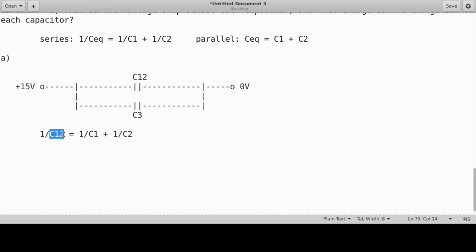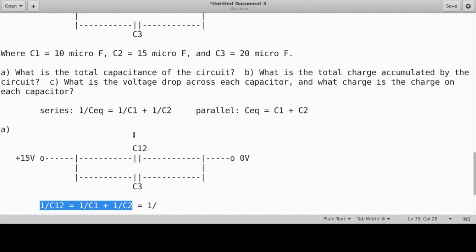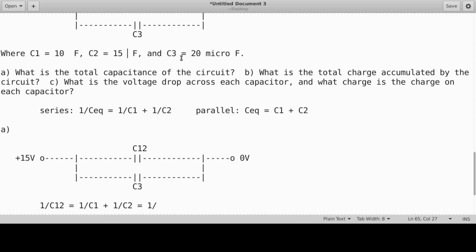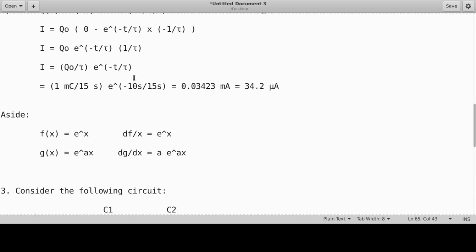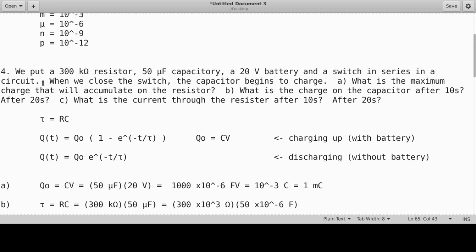C12 is the combined equivalent capacitance. Okay, so let's plug in the numbers. I've got 1 over... this is one of those equations where if you plug in microfarads, it'll come out in microfarads. They're micro, but since I'm going to put this online, let me change the micro here to a proper symbol for micro.